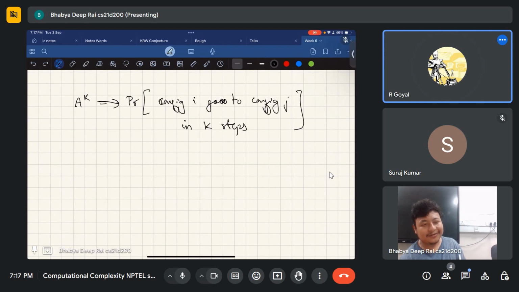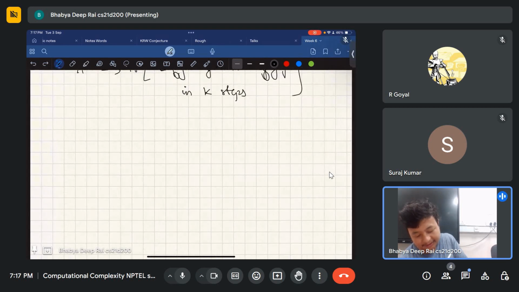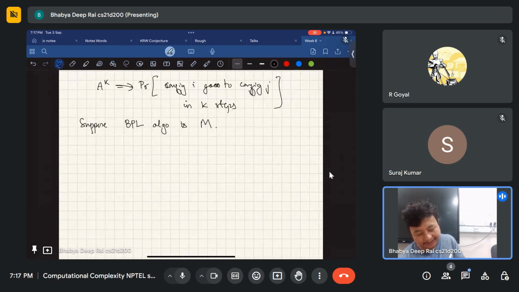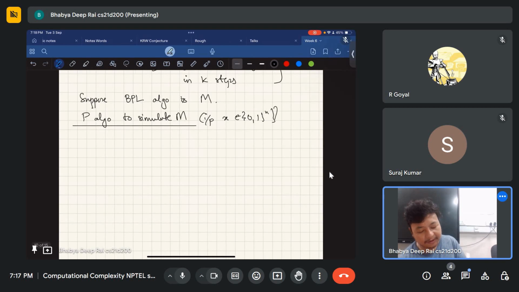So I'll write it formally. Suppose the BPP algorithm is M. So here is a P algorithm to simulate M, and on input I have X. Now what do you do here?